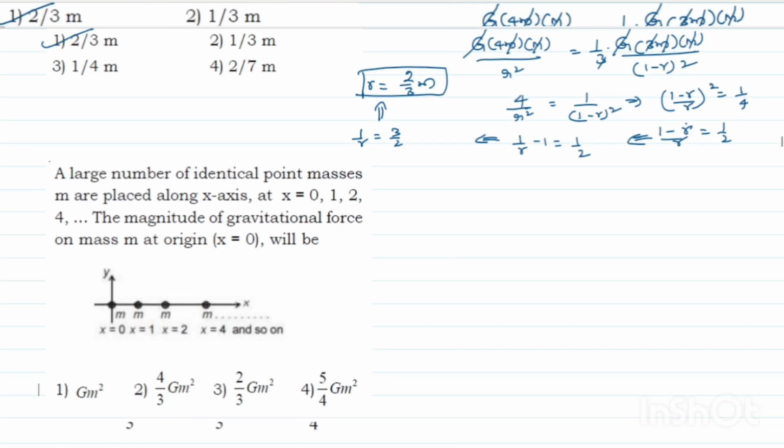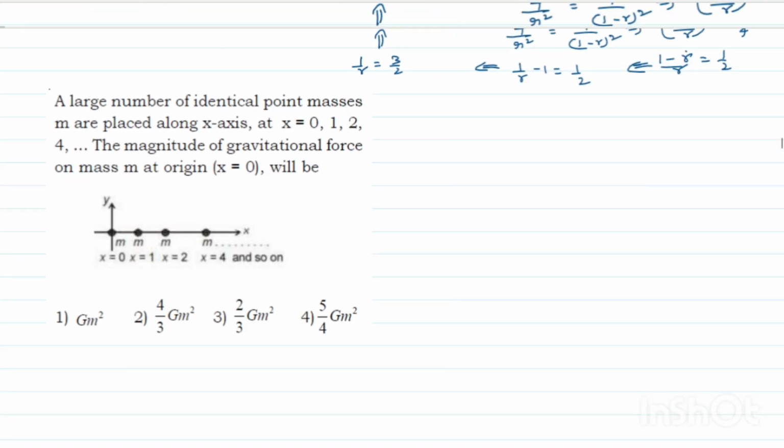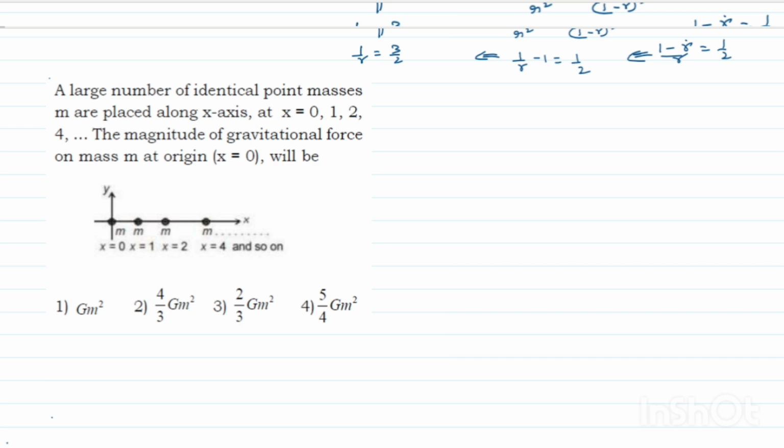Let us see the next question, students. A large number of identical point masses m are placed along the x-axis at x equal to 0, 1, 2, 3, 4 and so on. They are asking the magnitude of the gravitational force on the mass m kept at the origin, x equal to 0.